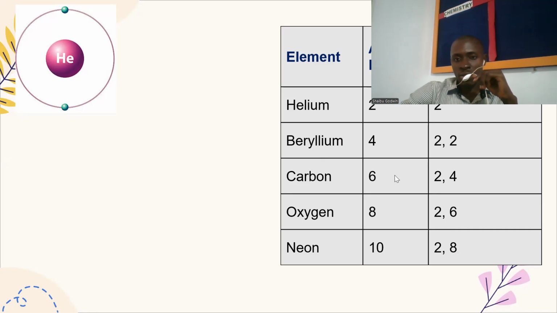Carbon has 6 electrons. The configuration will be 2, 4. It means 2 in the K shell and 4 in the L shell. Oxygen has 8 electrons. Configuration will be 2, 6. And then neon has 10 electrons. Configuration will be 2, 8. 2 electrons in the K shell and 8 electrons in the L shell.